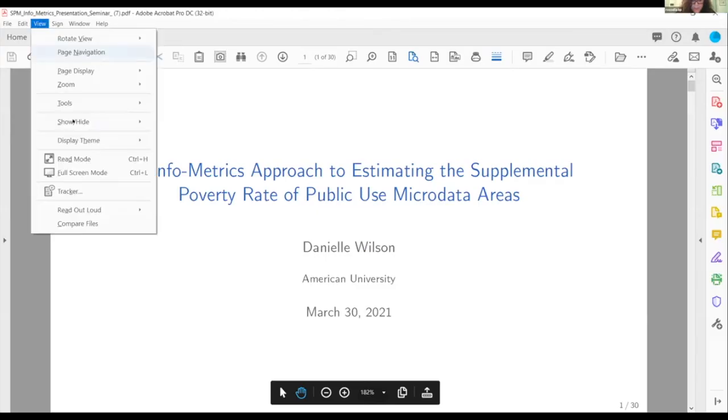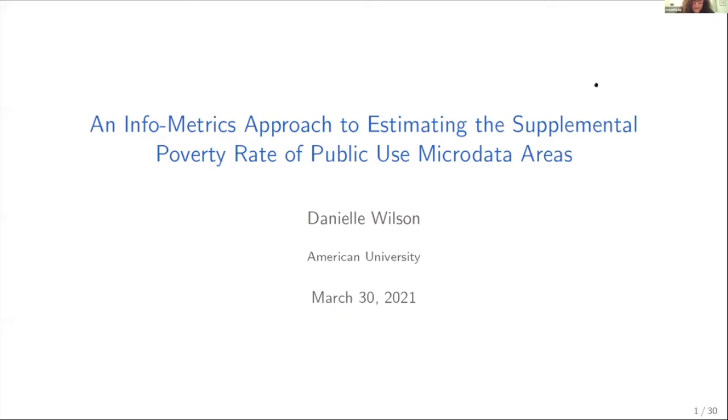So the third work is about an informetric approach to estimating the supplemental poverty rates of public use microdata areas by Danielle Wilson.